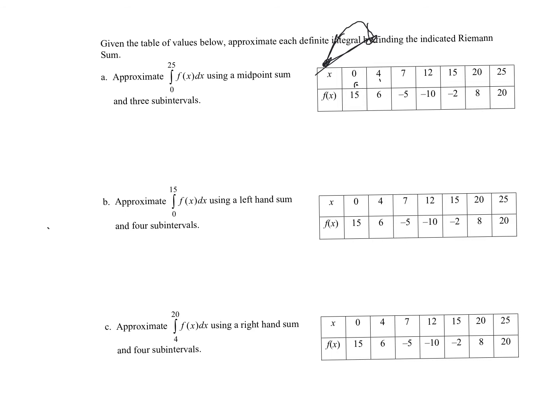It doesn't matter. We're going to use this table and approximate the area under the curve from 0 to 25, that's this x and that x, using midpoint sums with 3 subintervals. So how many pieces do I have? 1, 2, 3, 4, 5, 6, 7. I have 7 pieces. Well, I've already used the beginning and the end. What's left? 1, 2, 3, 4, 5. How am I going to get 7 or 3 out of there?